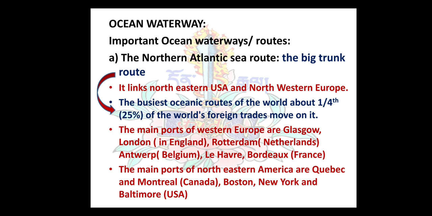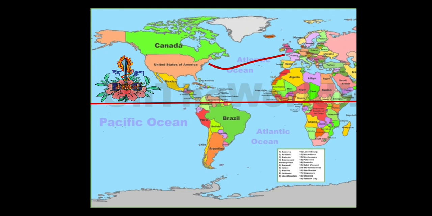It links the northeastern USA and Western Europe. Here in this map, which is the political map of the world, I have made two red lines. One red line indicates what? The equator, and above the equator I have marked the north of the Atlantic Ocean.